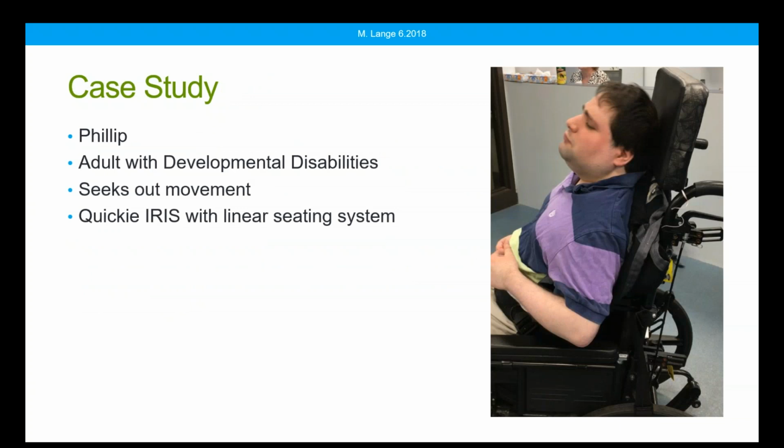So let's get back to Phillip and talk about his case in a little more detail. Phillip is an adult with developmental disabilities, and he definitely seeks out movement. He's in a Quickie Iris manual wheelchair with a linear seating system.